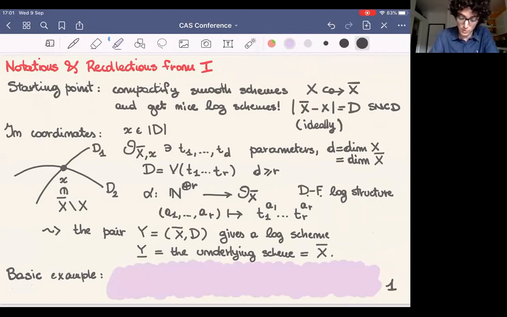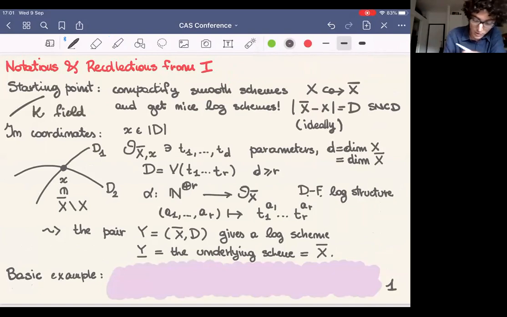Ideally, which means, for example, that you have resolution of singularities over your base field, so everything is over a field K. At some point, I will assume K to have resolution of singularities. But anyway, let's assume that we have at least a good compactification of our scheme X. So X is smooth over K, and for the moment, let me also assume that the compactification is smooth and the complement is a strict normal crossing divisor.